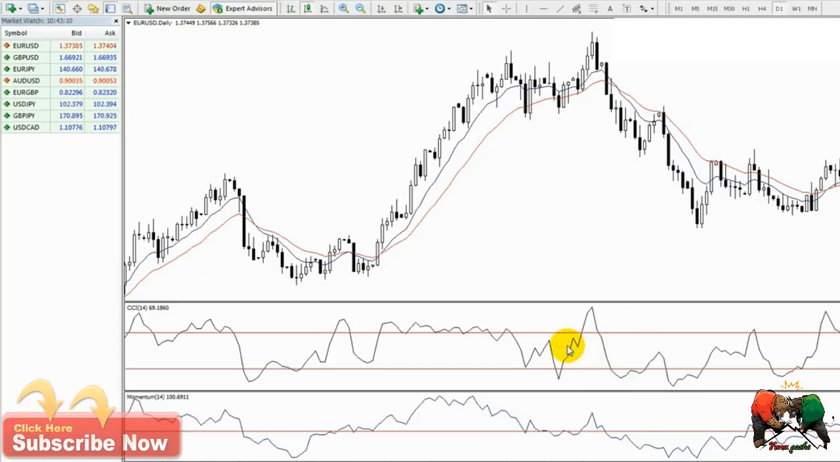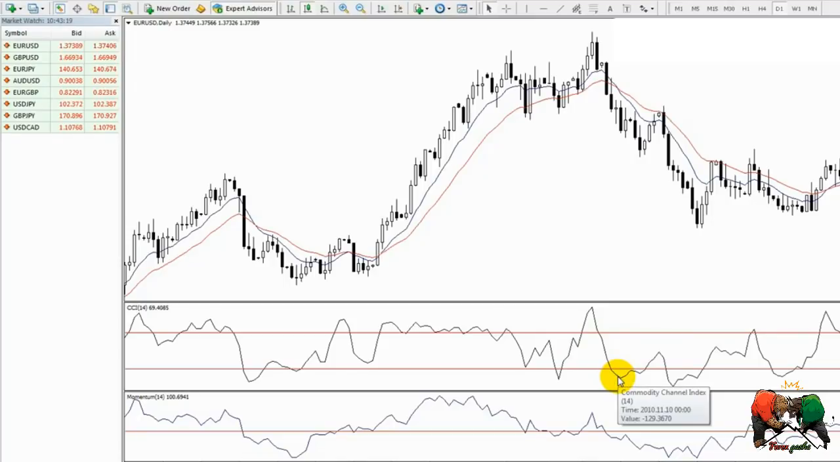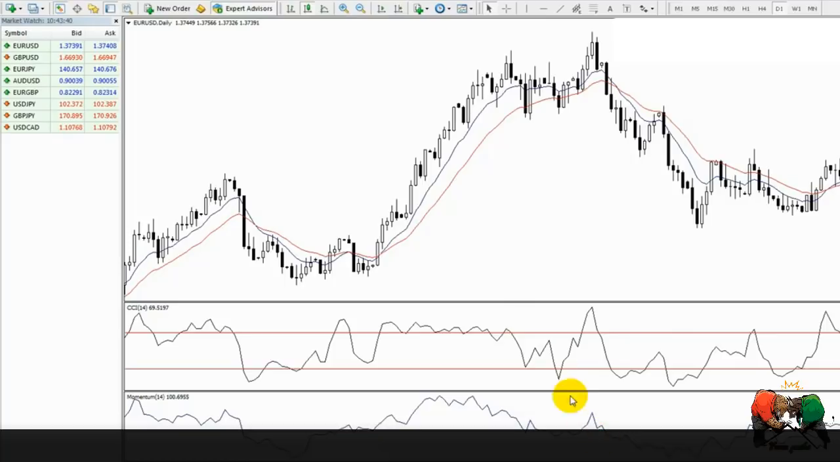So, for example, when we have a reading above 100, we say that prices are in a strong uptrend. When we have a reading below minus 100, we say that prices are in a strong downtrend. Now, the indicator can help us to trade in two ways. The first way allows us to get into the current trend that's taking place, and the second way allows us to get into a new trend that's just about to start. So let's see how we can use it in both of those circumstances.